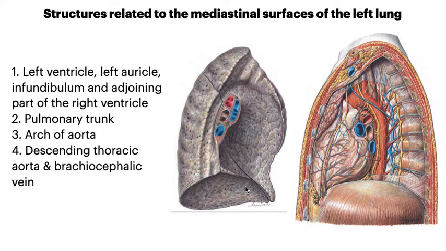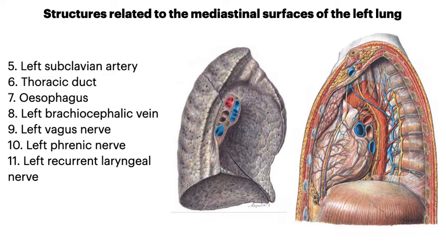On to the left side, we have the impressions of the left ventricle, you can see over here, the left auricle, infundibulum and adjoining part of the right ventricle, the pulmonary trunk, this is the arch of aorta, the descending thoracic aorta, and the brachiocephalic vein. Left subclavian artery, the thoracic duct, esophagus, left brachiocephalic vein, left vagus, left phrenic nerve, left vagus nerve, and left recurrent laryngeal nerve.